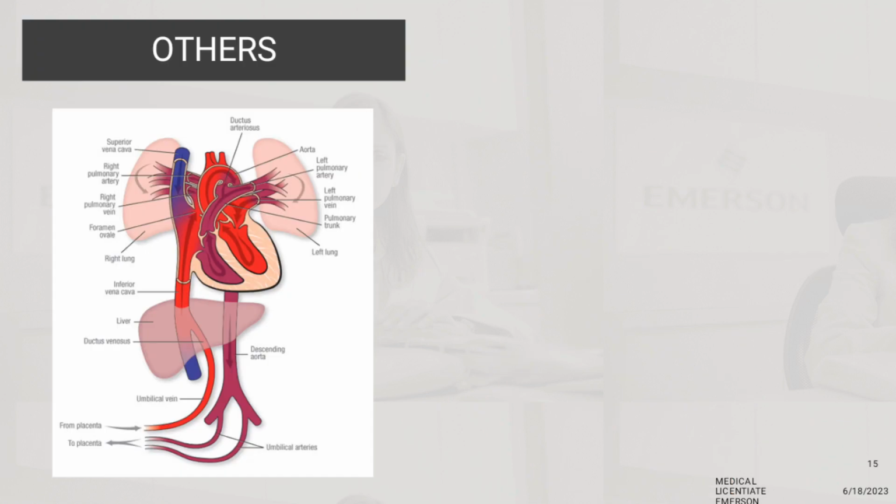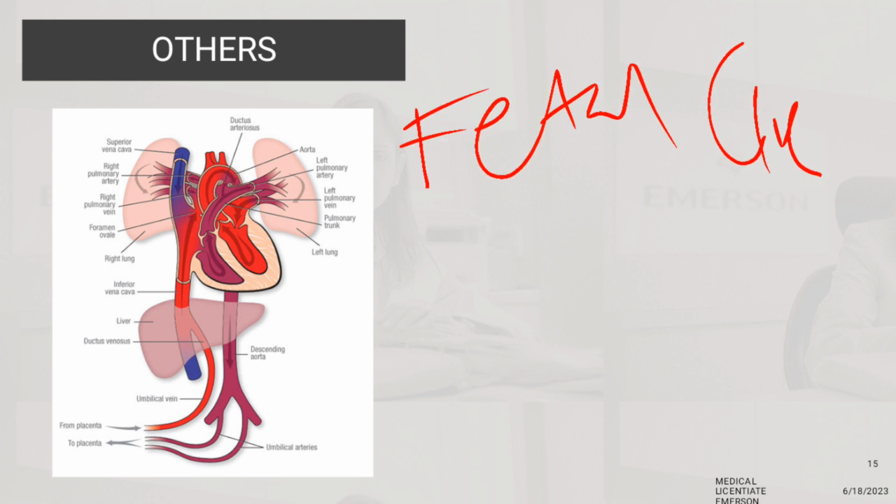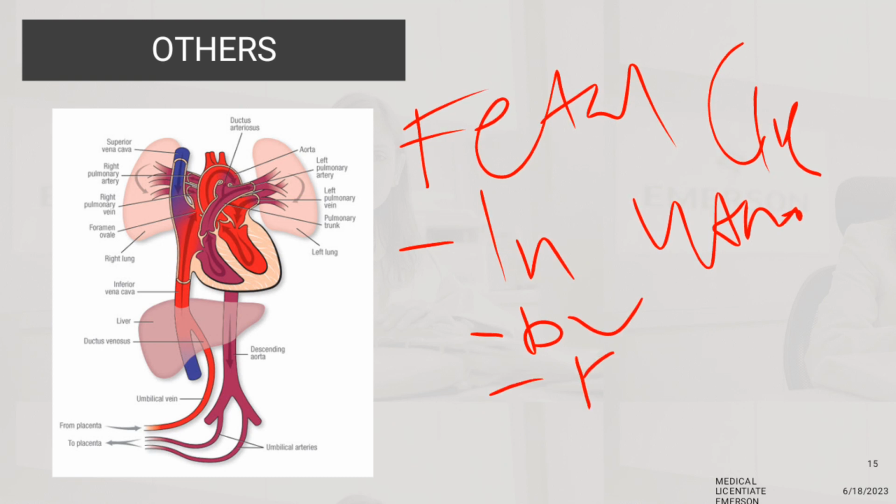Okay. Then other changes, such as the fetal circulation. In utero there will be shunts. There will be the ductus venosus, which is the umbilical vein to the inferior vena cava. That is the DV. Then the foramen ovale, FO, which is the right atrium to left atrium. Then there will be the ductus arteriosus from the pulmonary artery to the descending aorta.